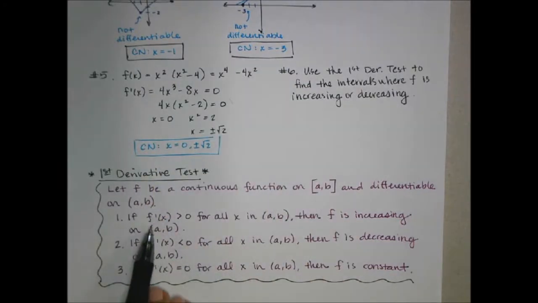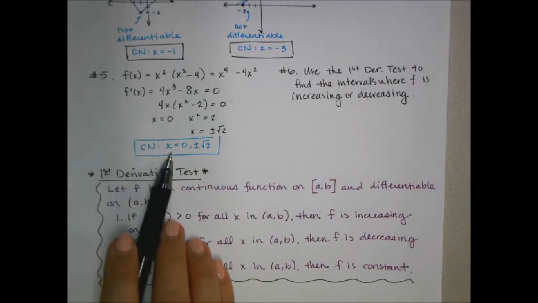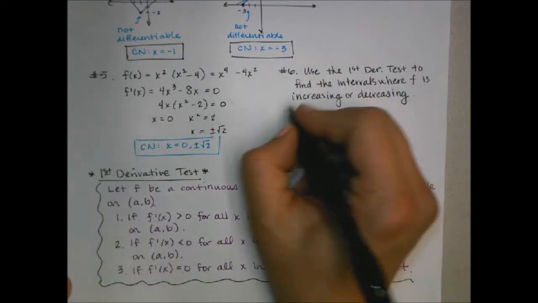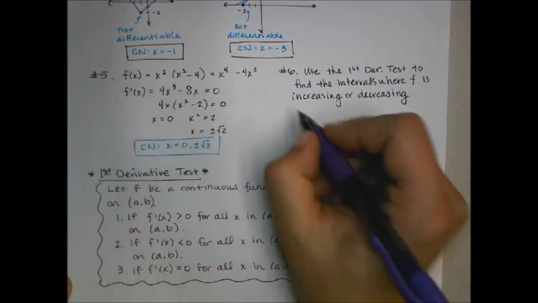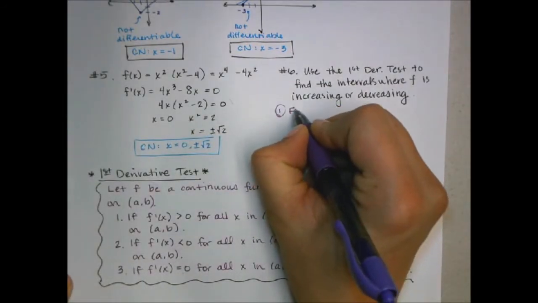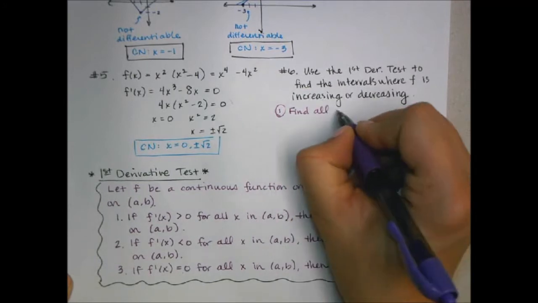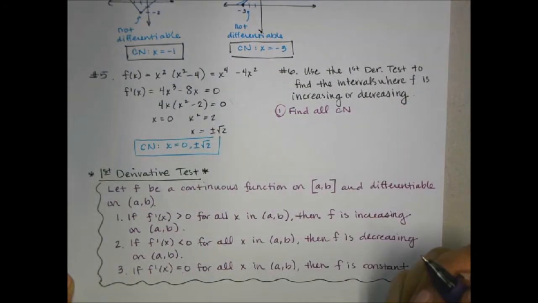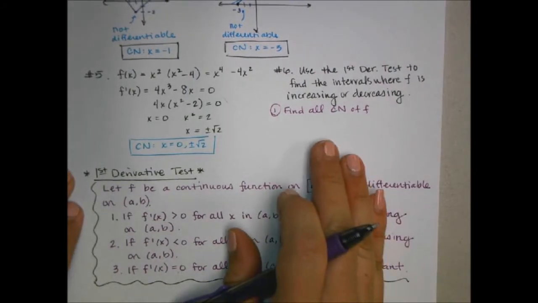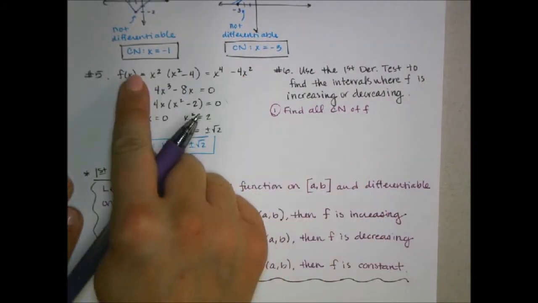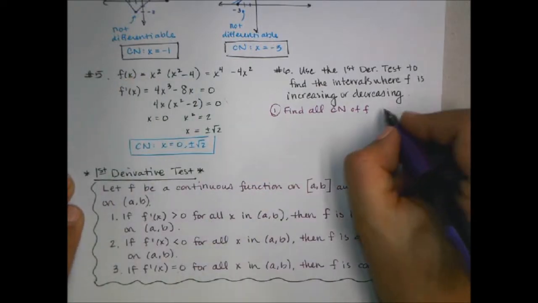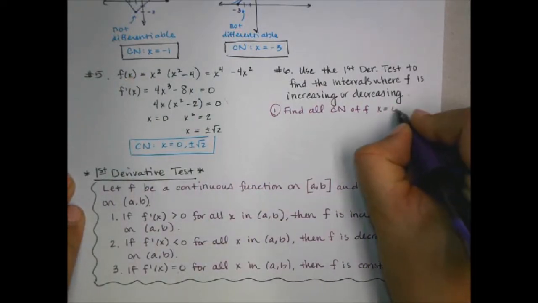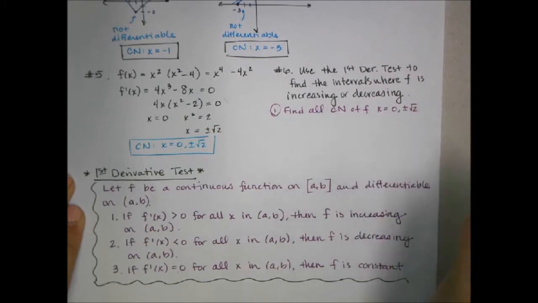To find intervals where my derivative is positive, negative, or equal to 0, you actually do start by finding your critical numbers. So step 1: find all critical numbers of whatever function you're working with, and that does include anywhere where it's not differentiable. For our function here, all we have are 0, plus, and minus root 2.